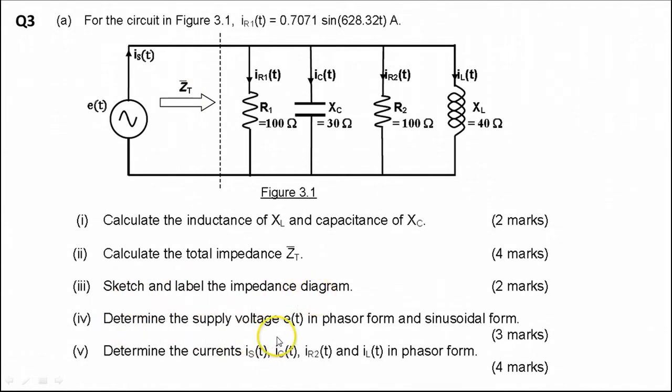And next, we want to determine the supply voltage ET in phasor form as well as in sinusoidal form. Finally, we want to determine the current flowing through, IS, the total current flowing in here, IC, the current flowing through here, IR2, current flowing through here, and finally IL.